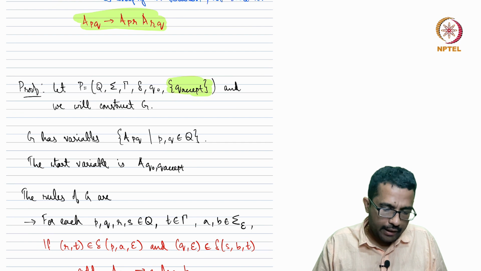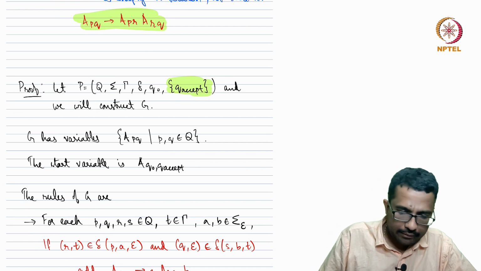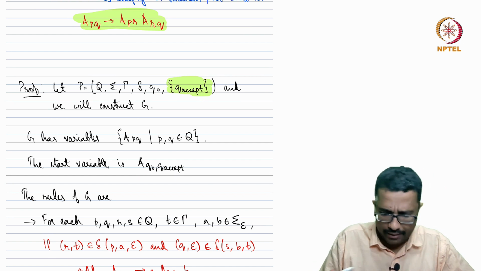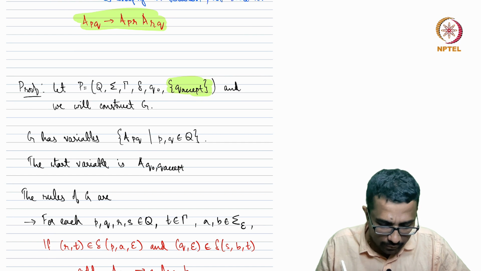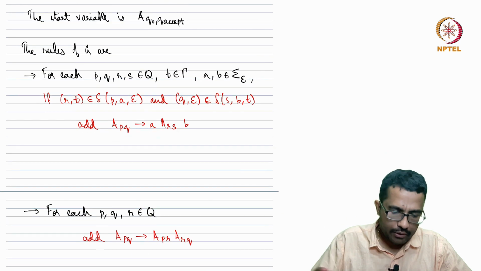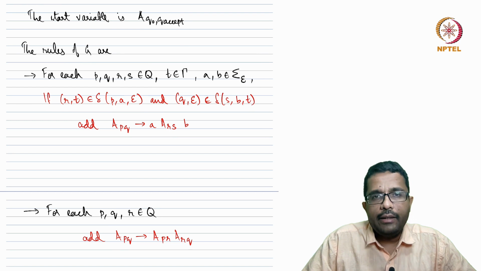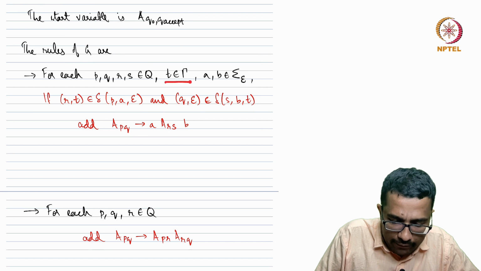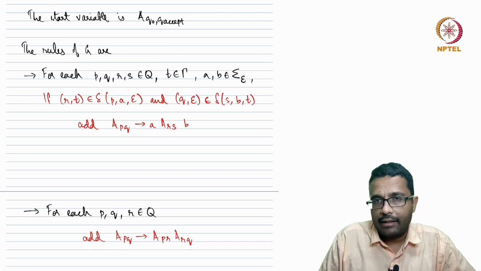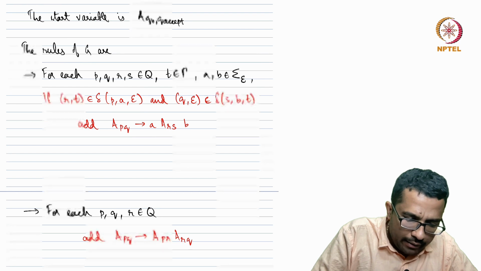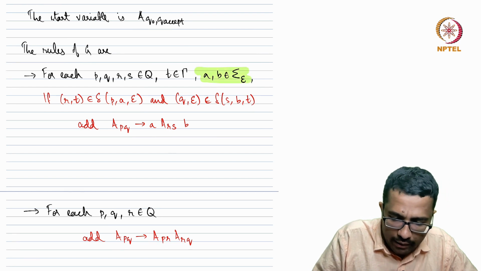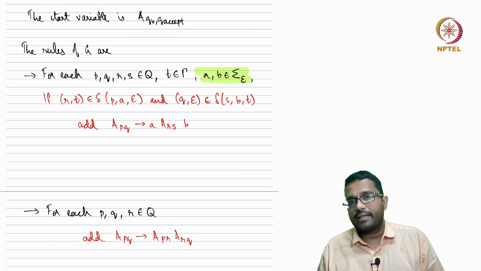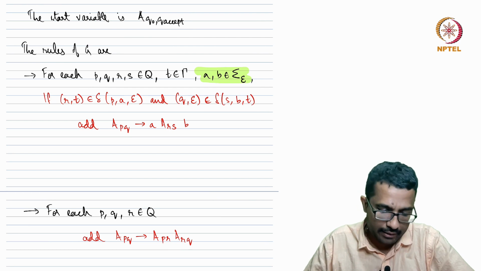So the variables are all of the type APQ, right? And the start variable is AQ0 Q accept. So instead of Q start, I am just using Q0, right? And the rules are this. Okay, so once again, let me explain. For any four states PQRS, and T in the stack alphabet, so T is a symbol in the stack alphabet, and A, B are in sigma subscript epsilon, which means they could be symbols of the input alphabet, not stack alphabet. They could also be empty strings.